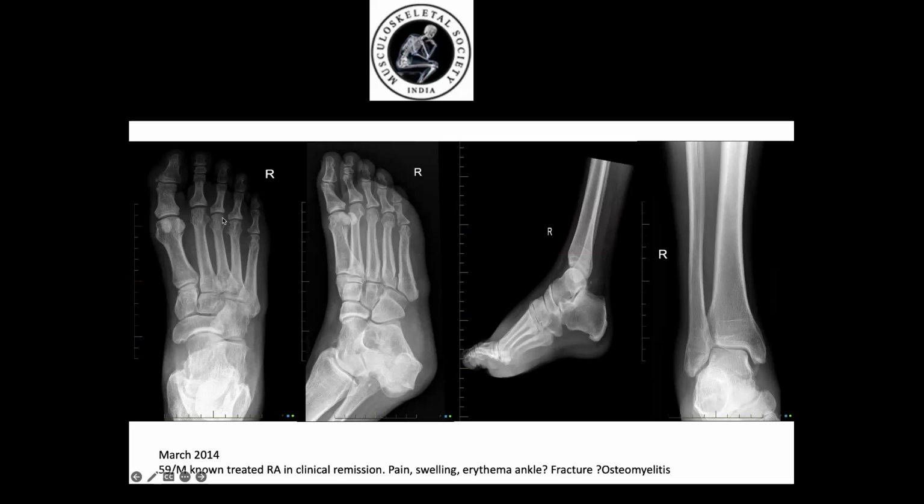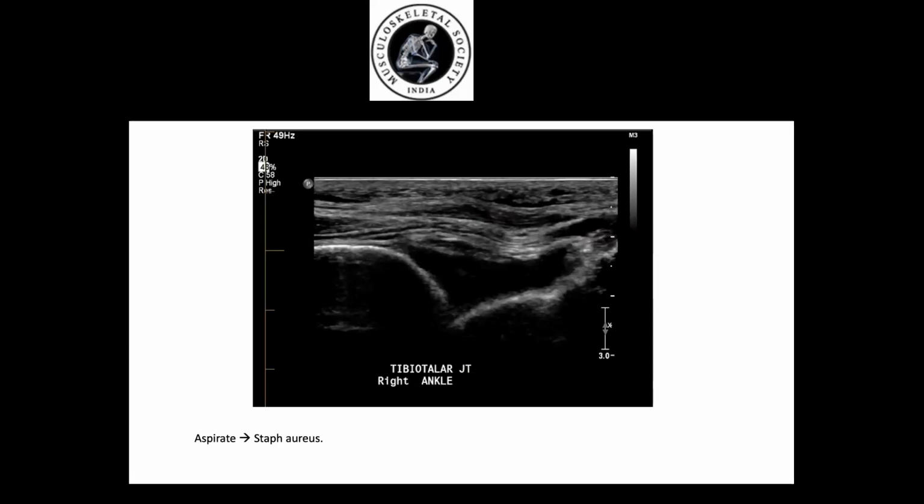But I'm looking at the feet joints. You can see that there are chronic structural changes of rheumatoid arthritis, with erosions involving the MTP joints, the 2nd, 3rd, 4th and 5th. But there's nothing to suggest active disease at this stage in the form of soft tissue swelling. So it was pretty much a non-specific radiograph other than the fact that he has prior erosions. We went on to do an ultrasound, which revealed a small volume ankle joint effusion. This was aspirated and grew Staph aureus. So that is septic arthritis.